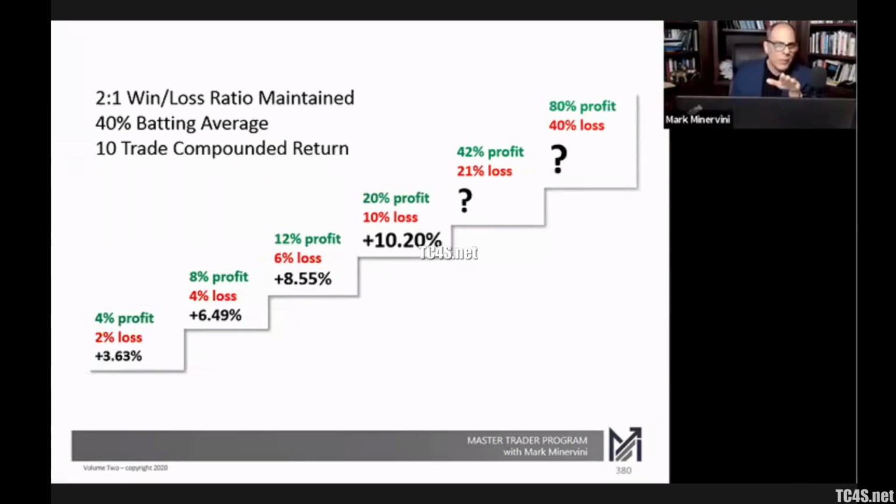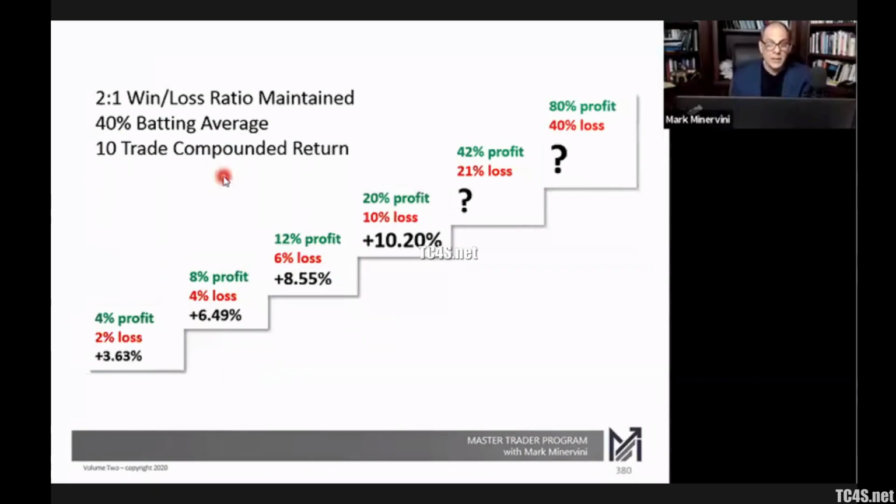So some of you might have seen this before, and of course, many of these examples are in my book as well, or in my books. But I want to go through this again and take a look here. If you had a 4% profit and a 2% loss at a 40% batting average, you would produce a 3.63% profit in 10 trades. So now it makes sense that if you were to double your gain, you could double your loss, right? So you double your gain to 8%, you double your loss to 4%, you're still at that 2-to-1, right? 40% batting average.